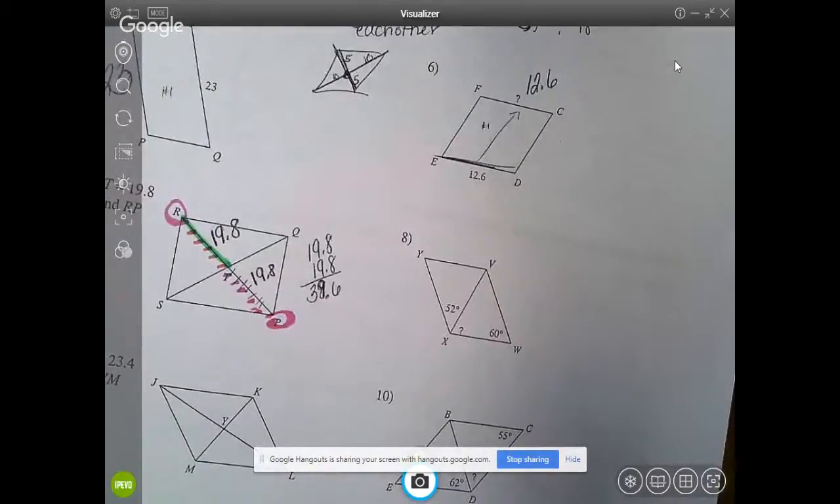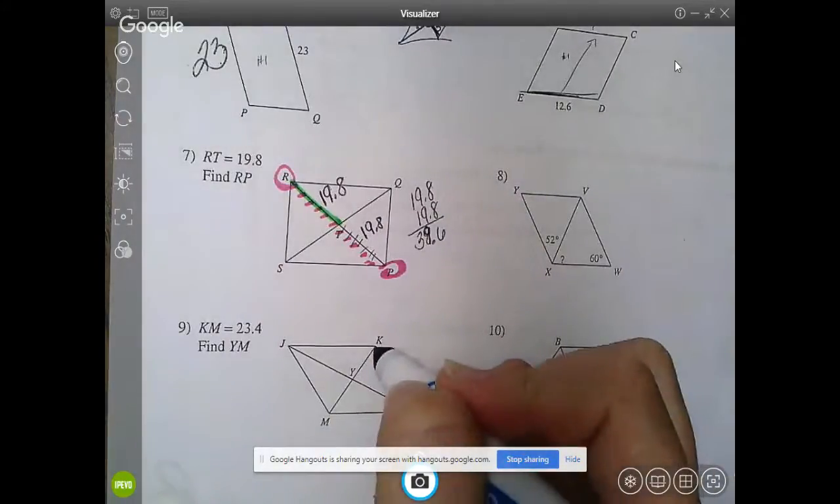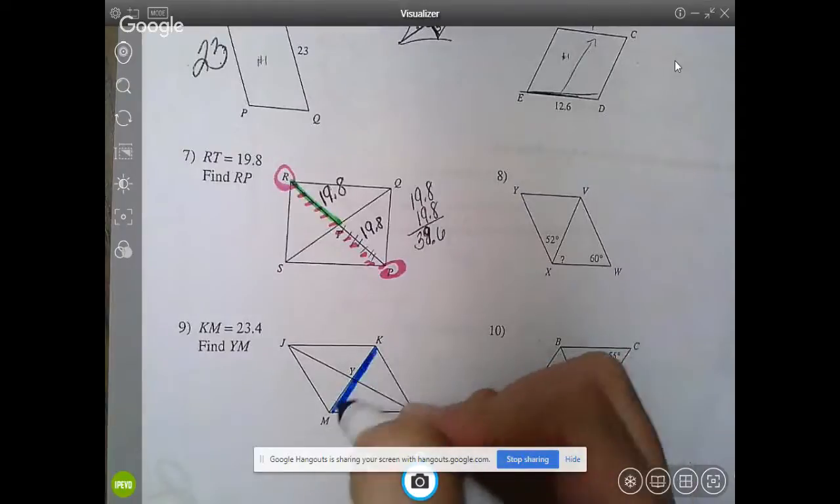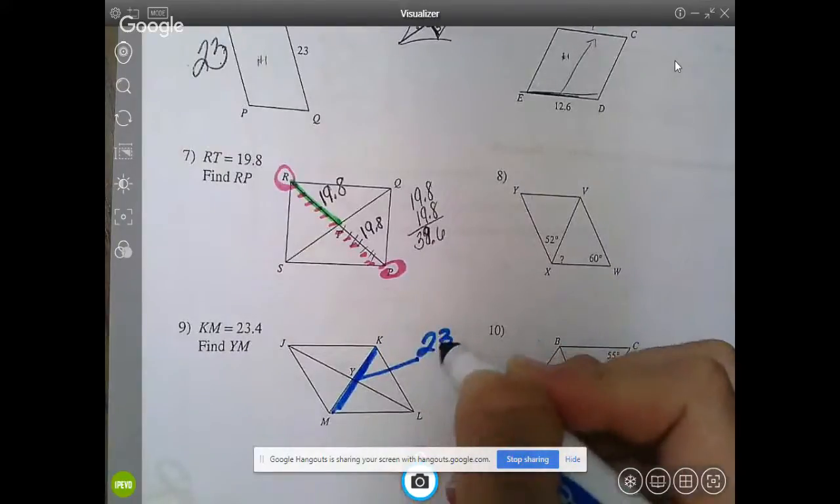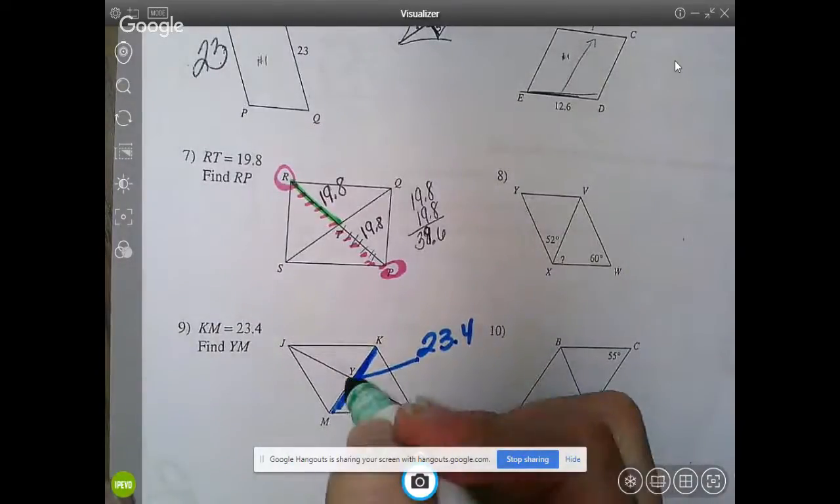Appreciate you. Okay, now I'm going to jump down to number 9, but then we'll go back to 8 and 10. The reason why we're going to number 9 is because number 7 and number 9 are similarly done. And then I'll switch over to what 8 and 10 are asking us. So for number 9, it tells us that KM, which is this entire piece, equals 23.4. It wants us to find YM, which is just this piece.